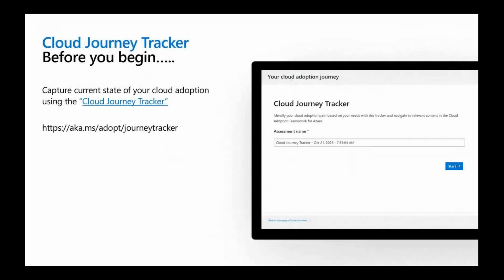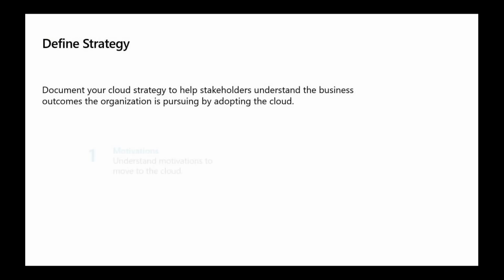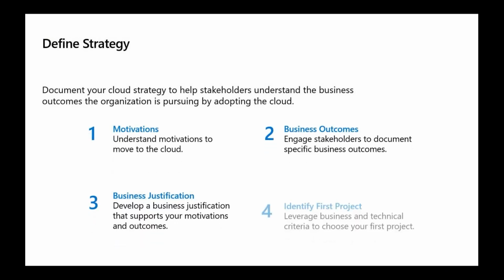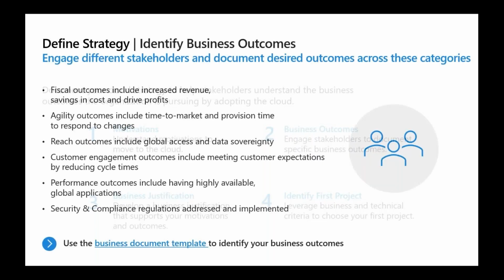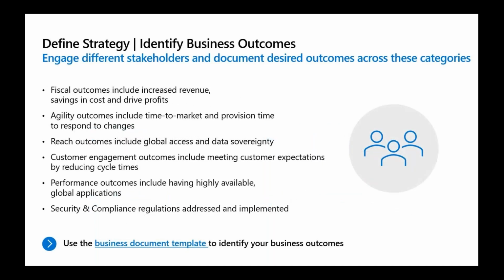So the first two phases that are very important that we focus on is defining a strategy, where we will in fact define the strategy, and that will be the defining motivation, business outcomes, business justification, and identifying the first project. So defining strategy with the business outcomes means that we are in fact preparing for conversation with different personas, with finance, marketing, sales, I don't know, human resources, etc., where we define the fiscal outcomes.